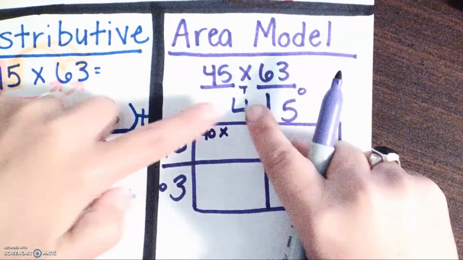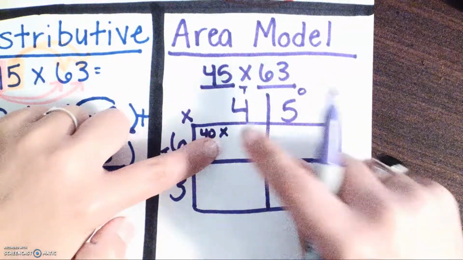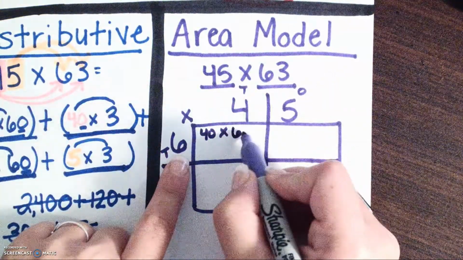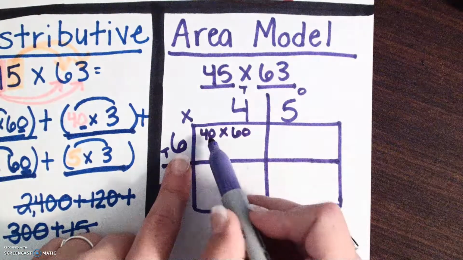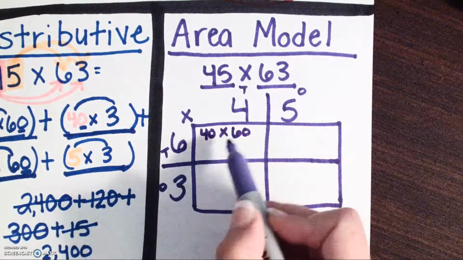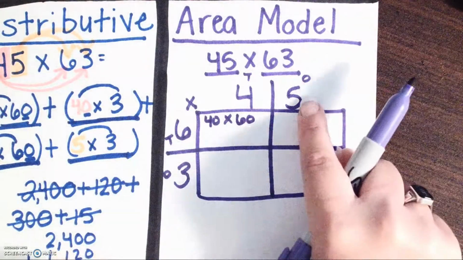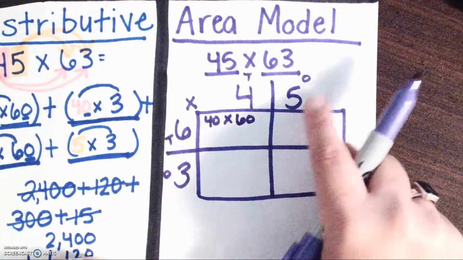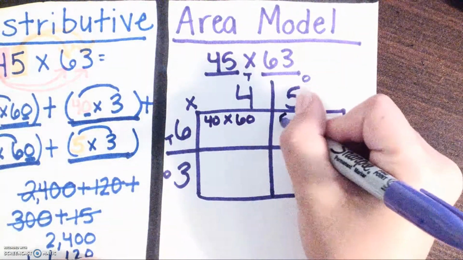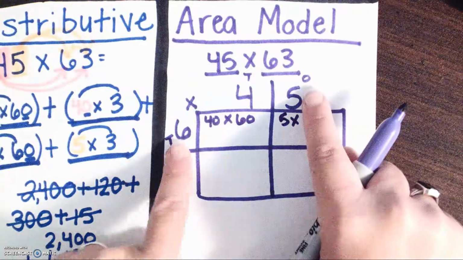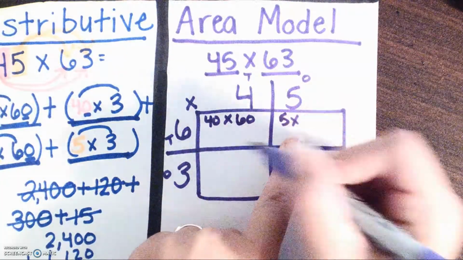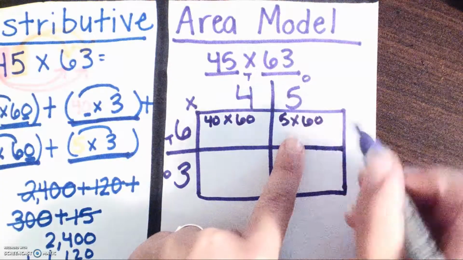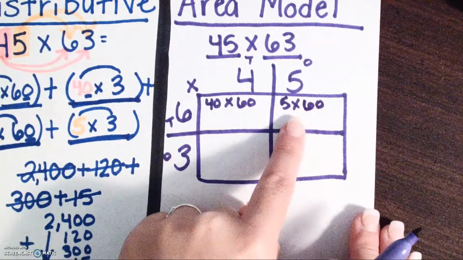4 times 60, because that 6 is in the tens place, so it's worth 60. So 40 times 60 will be in this box, right over here. My 5 is in my ones place, so it would be 5 times 60, because my 6 is in the tens place over there. So that's going to be in that box.